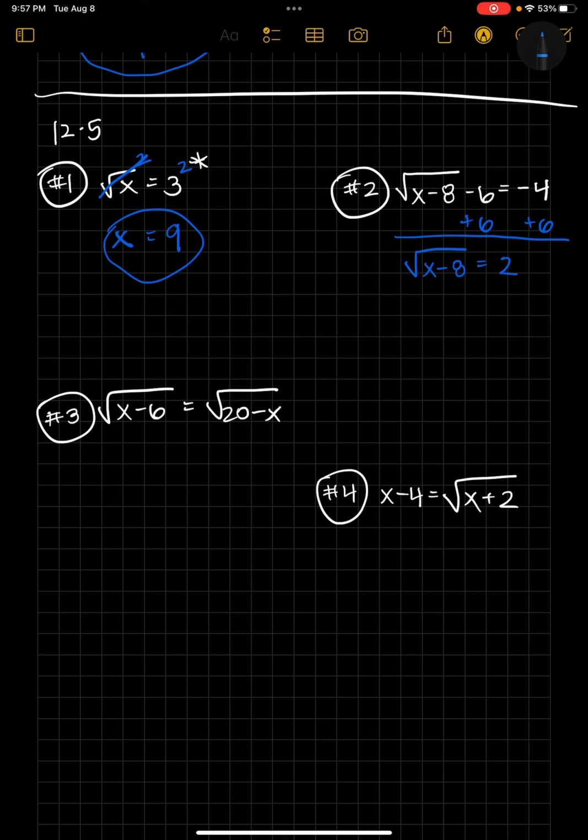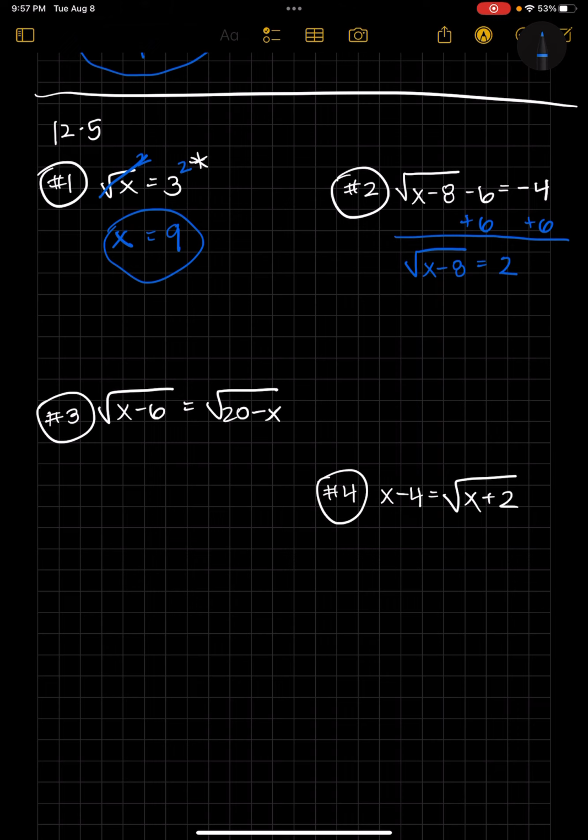Something to be aware of, you can't have a square root that's equal to a negative number. It just doesn't work. So if you end up with a square root that's equal to a negative number, it's no solution automatically.